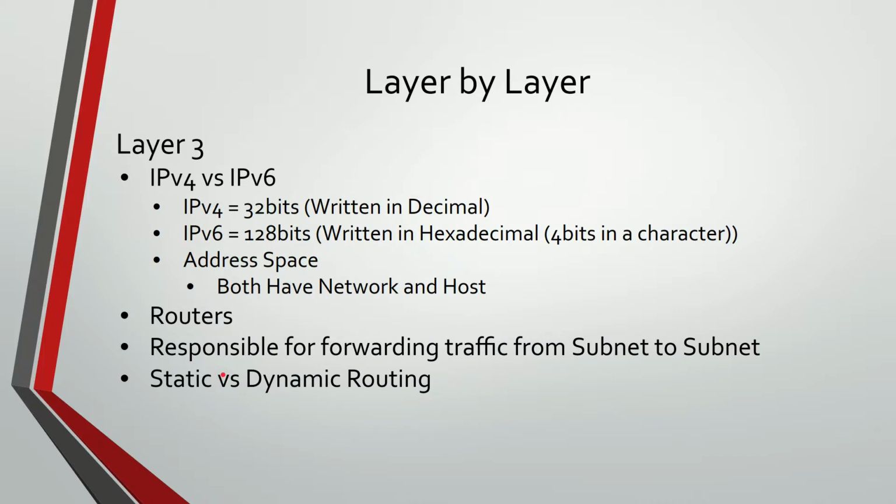At layer 3, we have our IP addresses. We have IPv4, which is 32 bits. It's written in decimal, so 10.10.10.10. Right? It's going to have that format. Okay. IPv6 has 128 bits. It came out because IPv4 has run out of addresses, although we're making it work thanks to NAT. So both these IP addresses are going to have a host address and a network address, right? The host address is that workstation specific on its subnet, and the network address is the subnet, right?